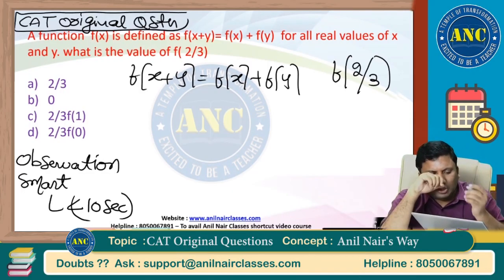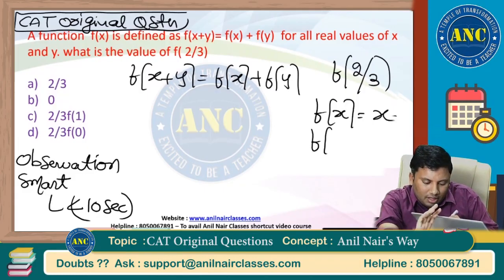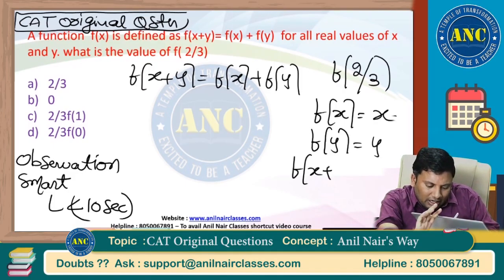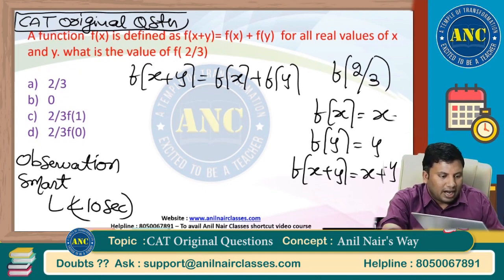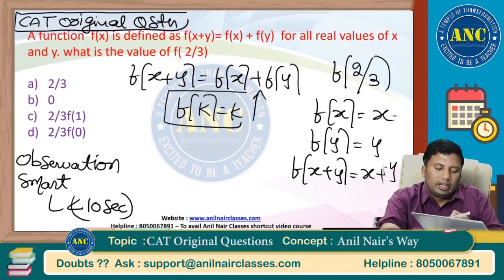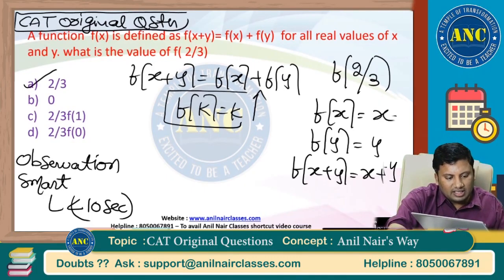First option is 2 by 3. F of 2 by 3 equivalent to 2 by 3. If I take f of x equivalent to x, f of y equivalent to y, first option is giving me a hint. F of x plus y equivalent to x plus y. Condition is satisfied. I hope it is clear. If I take f of k equivalent to k, are these equations satisfied? X plus y equivalent x plus y. This is satisfied.